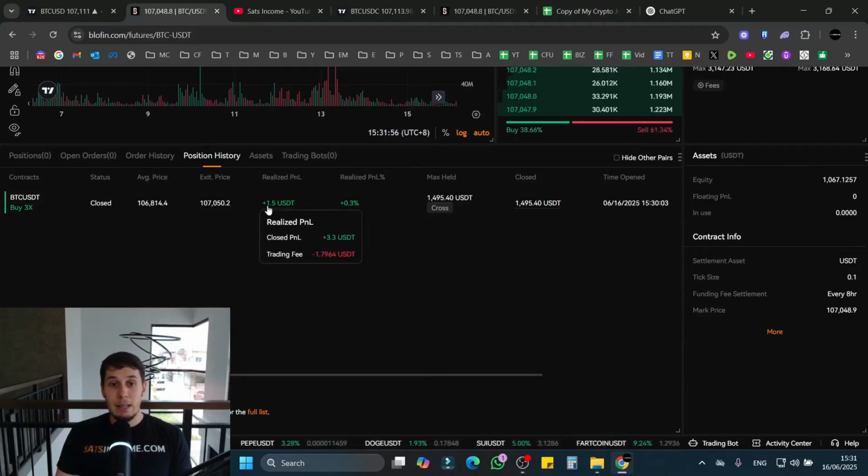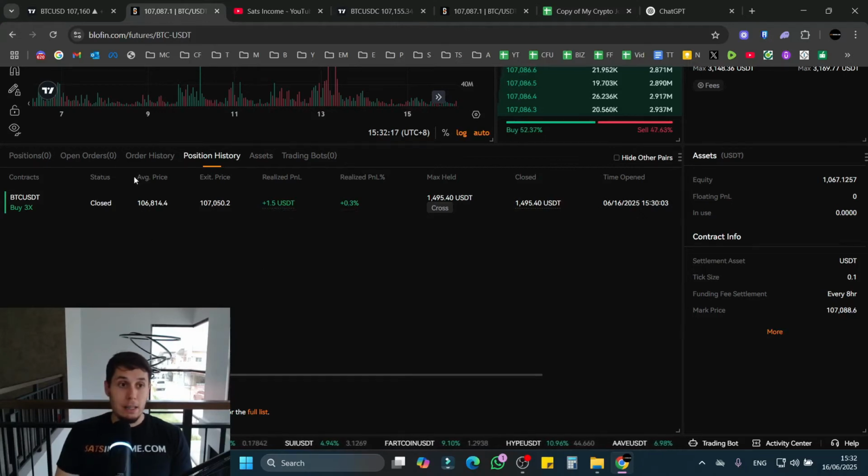And the realized P&L is $1.50. You can see, by the way, when I point my mouse right here, they give you data on what happened. The close P&L is actually $3.30, but I paid trading fee $1.80. So that's why my profit is not really $3.30, but is $1.50. So we made about $1.50 net profit, net profit after the fees.